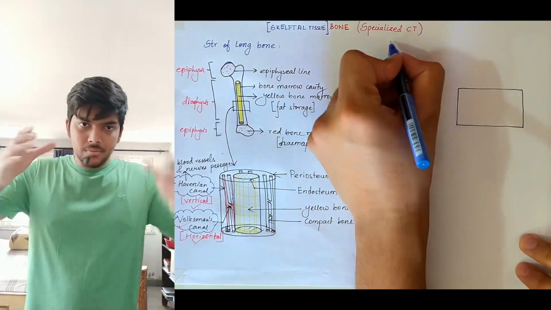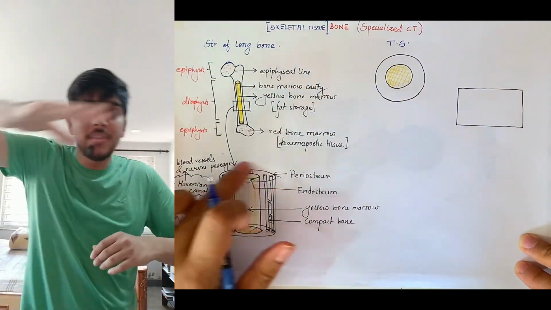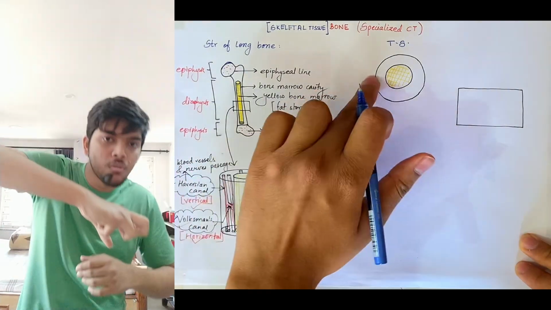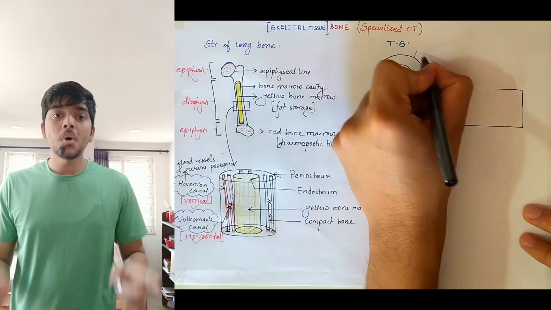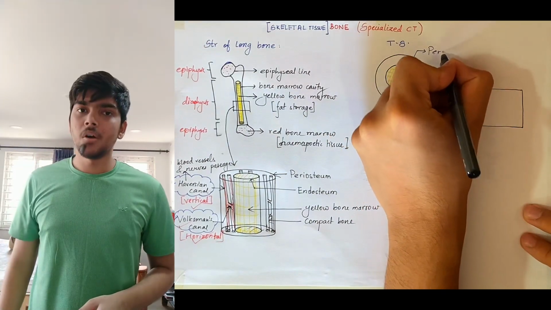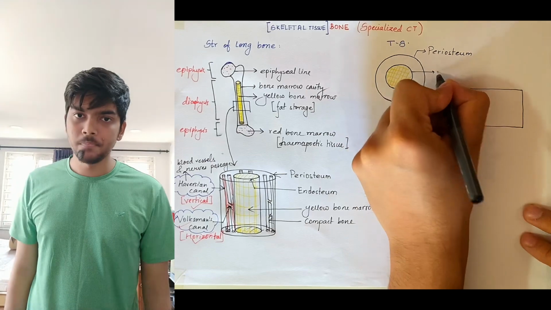Transverse section, there's your cylinder. Let's look at the upper portion of this cylinder. That's your transverse section. This is what it looks like. So the outermost covering is your periosteum, and the innermost covering of your bone is endosteum.